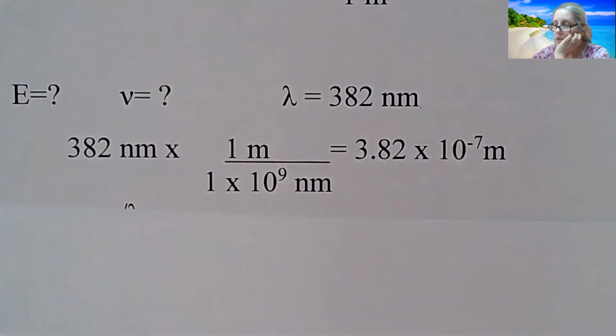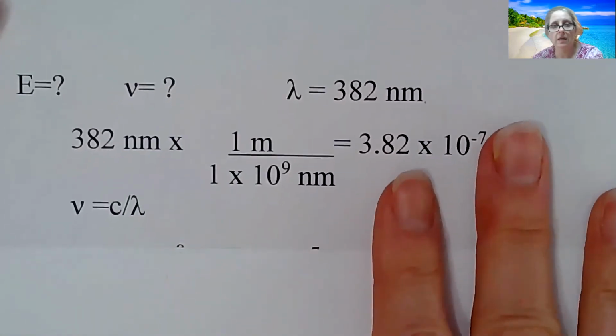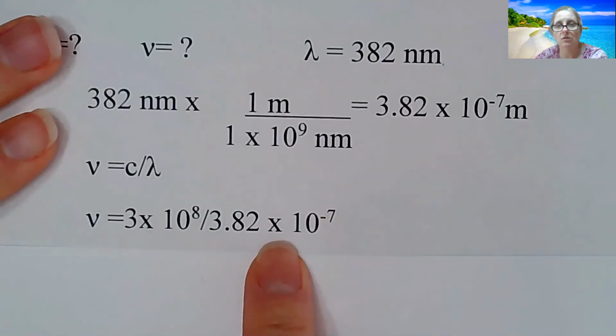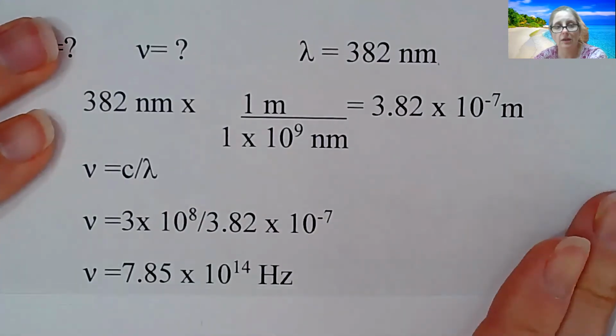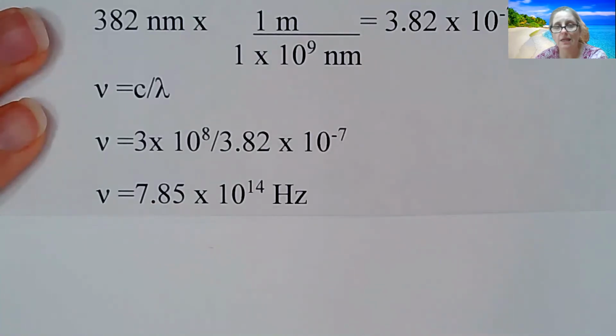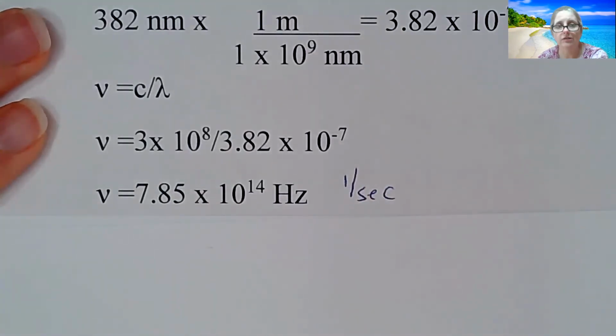All right, so once you have meters, you're good to go, okay? So now you're gonna take the speed of light, divide the speed of light by that 3.82 times 10 to the negative 7th, and you're gonna get a frequency, 7.85 times 10 to the 14th. Again, hertz, or you could do 1 over seconds, it does not matter, all interchangeable.